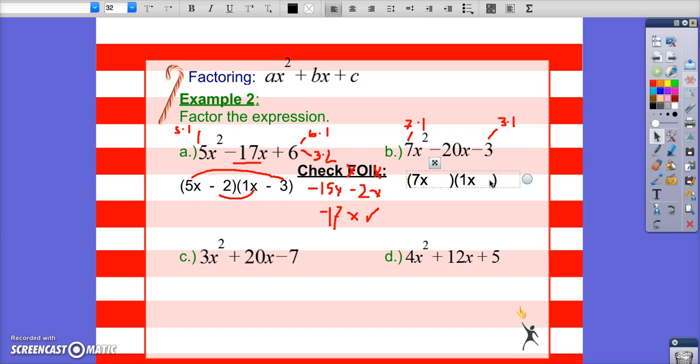Now signs are different, so here's where it makes it a little bit harder. One's a plus, one's a minus. And we also have to see where the 3 and 1 go. So I'm going to pause the video and I want you to test it. Pick one. Put the 1 here, put the 3 here, put the positive 1, negative 3. Work it out, see if it works. Do the check OI of FOIL to determine.